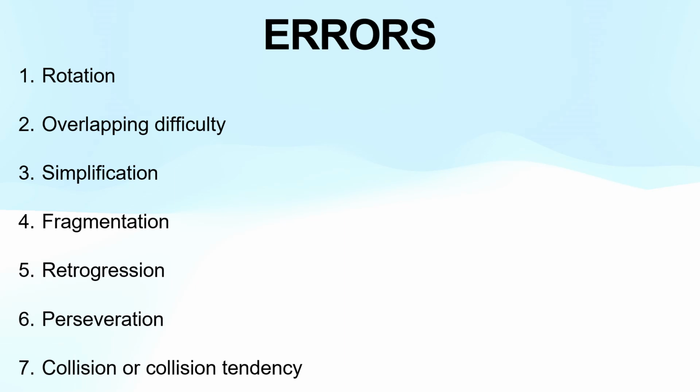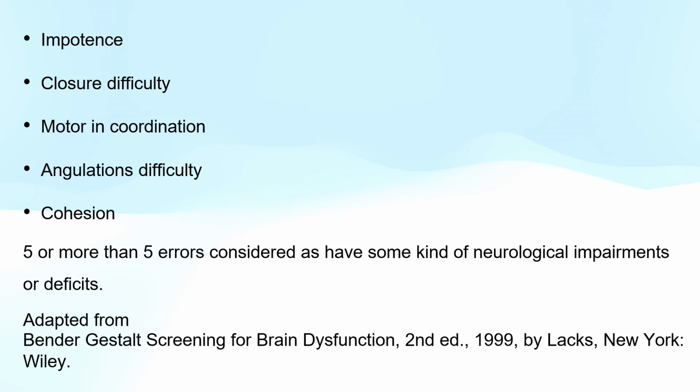Just to go through the errors, there is rotation, overlapping difficulty, simplification, fragmentation, retrogression, perseveration, collision or collision tendencies, impotence, closure difficulty, motor incoordination, angular difficulties, cohesion. Now, as we will see ahead, 5 or more than 5 errors are considered as some kind of neurological impairment.